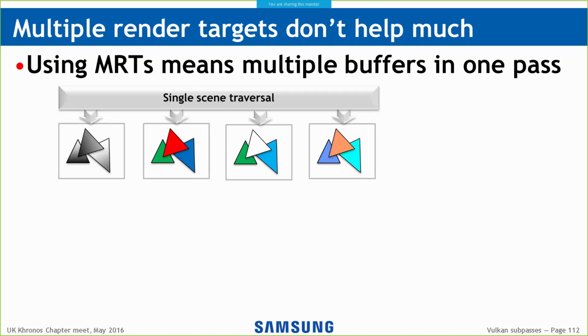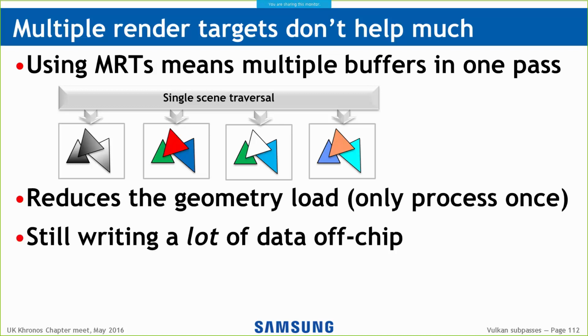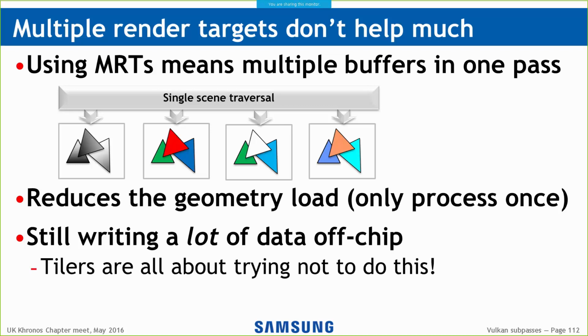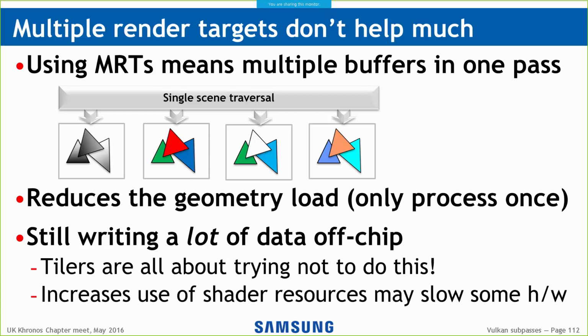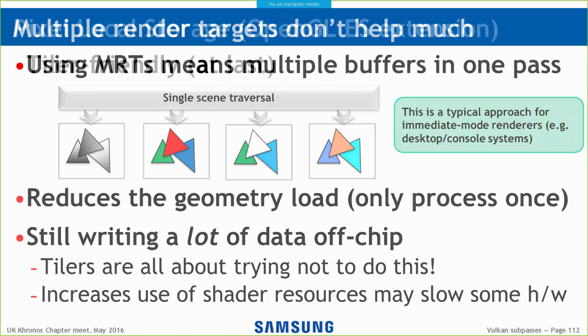And while that reduces the amount of geometry you have to process, you're still writing all of this data to external memory, which is fine for a desktop chip that's an immediate mode renderer with fast external bandwidth, and not really very good for mobile. The other thing is that because you're writing to more stuff from one shader, you're putting more requirements on the capabilities of those shaders, so that can potentially slow things down a bit as well. So as I said, that's what you might expect on a desktop system or on a console. So there are ways of doing this on tilers.